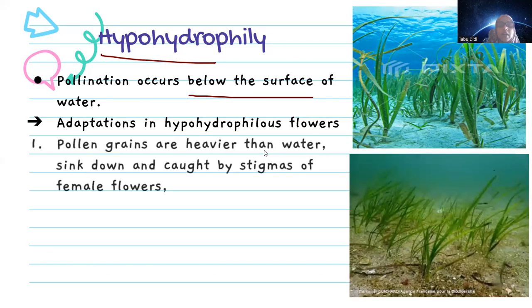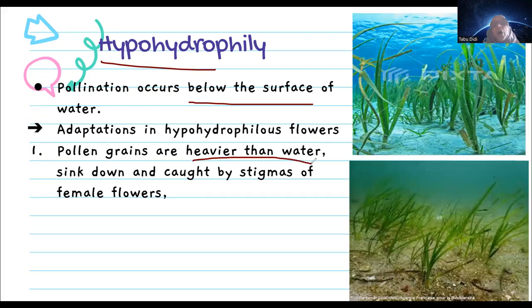Okay, what are the adaptations of these flowers? Pollen grains are heavier than water. So the density of the pollen grains, that is their mass to volume ratio, will be more than water. Water's density is 1, so comparatively, it will be greater than 1. Because if it is equal to or less than water, then it will float on water. It will not be able to get transferred from one place to another.